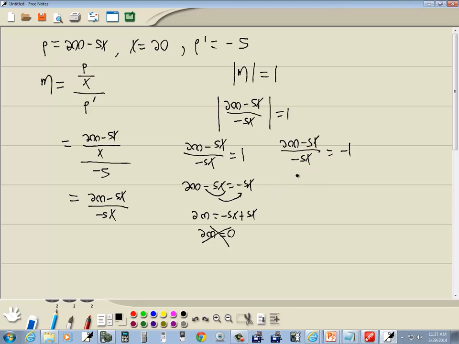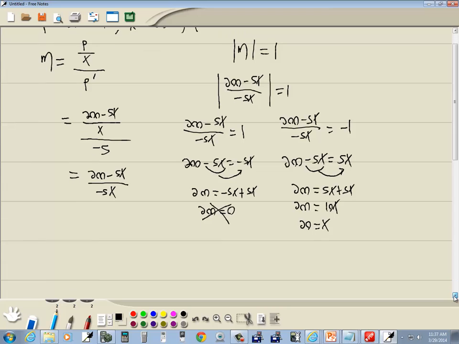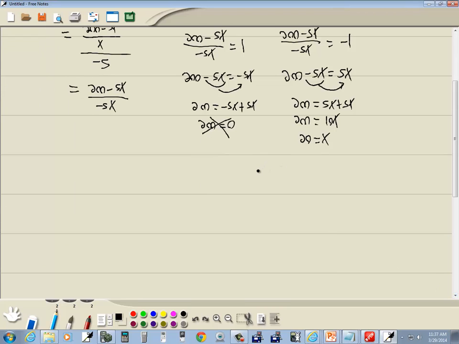Now over here, I'll multiply both sides by negative 5x, and we get 200 minus 5x is equal to negative 1 times negative 5x gives us a positive 5x. I'm going to take this over, so we get 200 is equal to 5x plus 5x, or 200 is equal to 10x. Divide both sides by 10, and we get x is equal to 20. Now that's our critical value. So we got x is equal to 20.